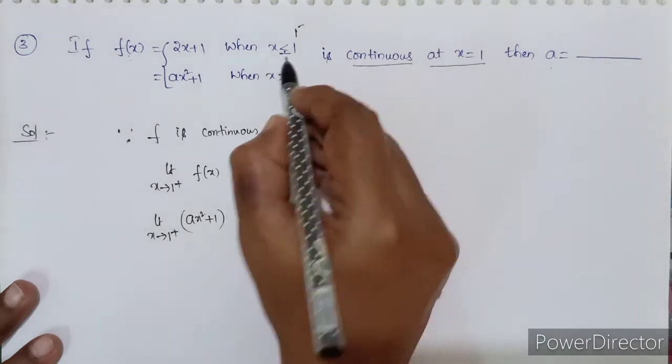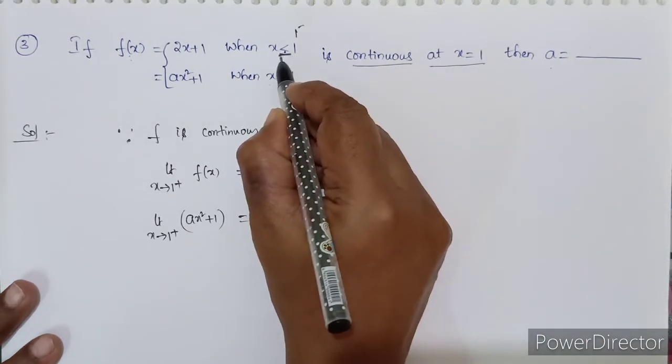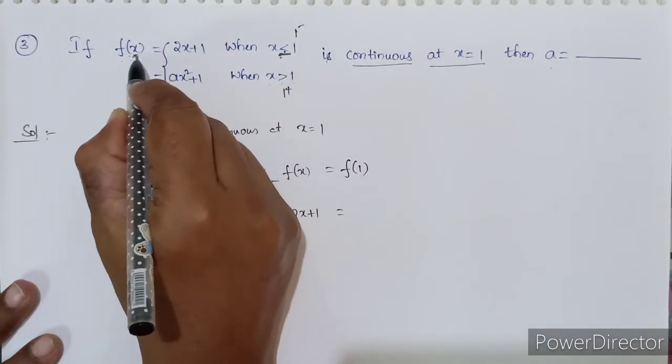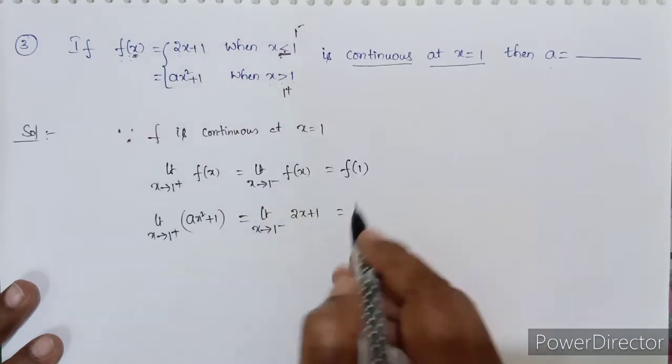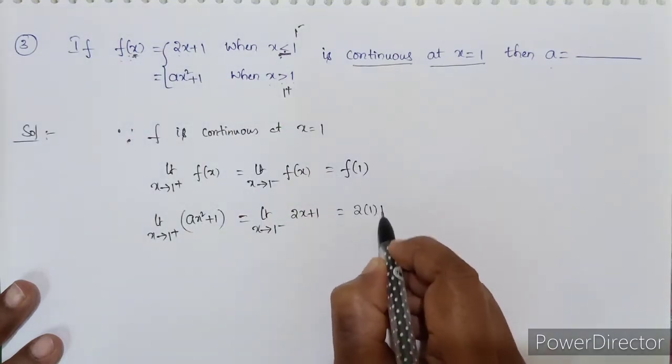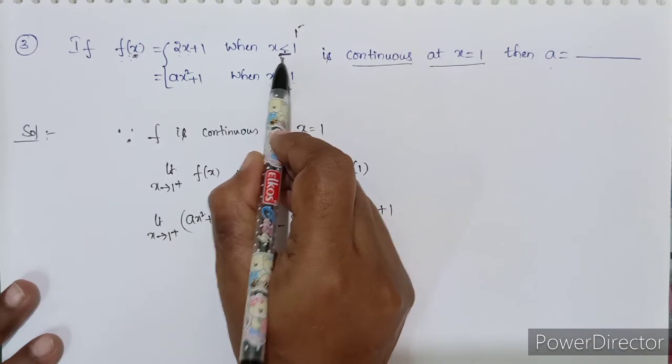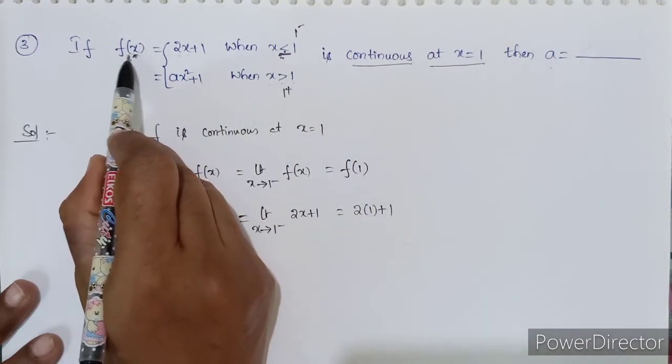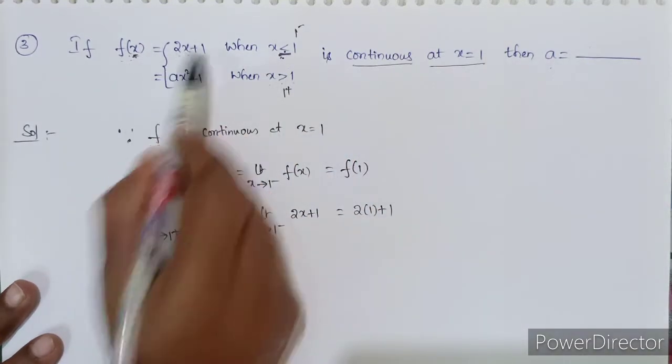F of 1 means here x is equal to 1. We put x equal to 1 here. For x equal to 1, we replace x by 1. F of 1 is equal to 2 into 1 plus 1.